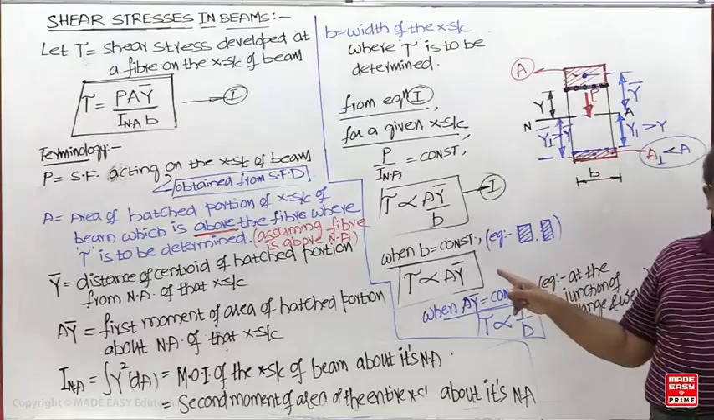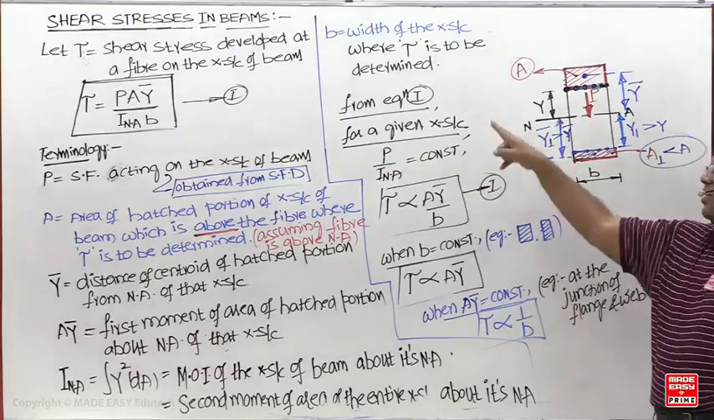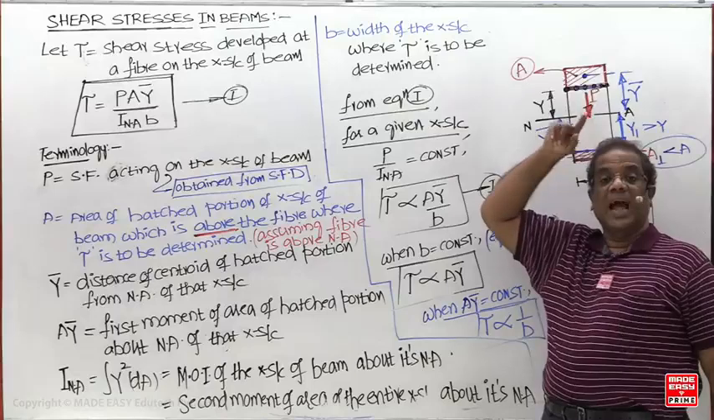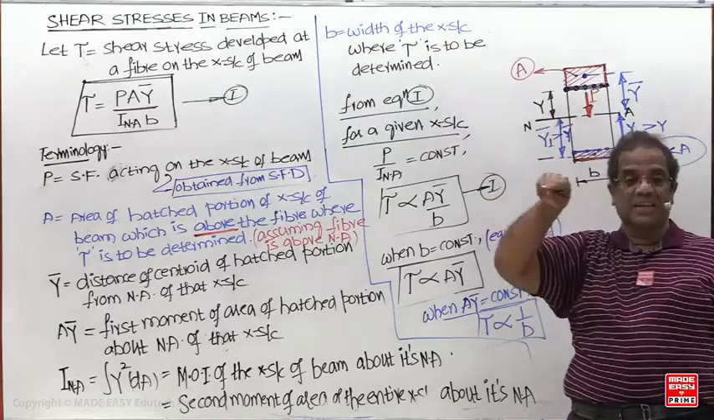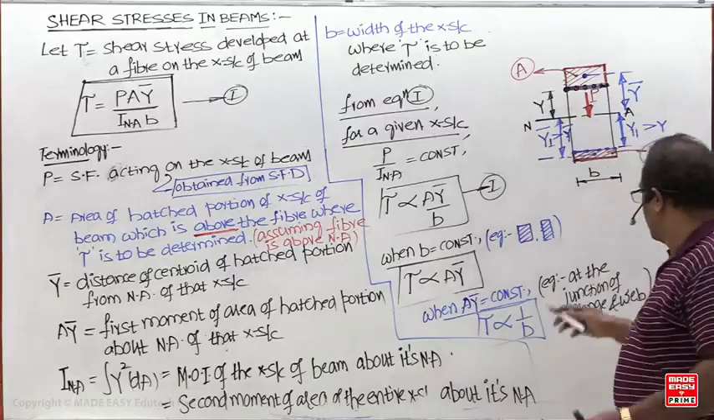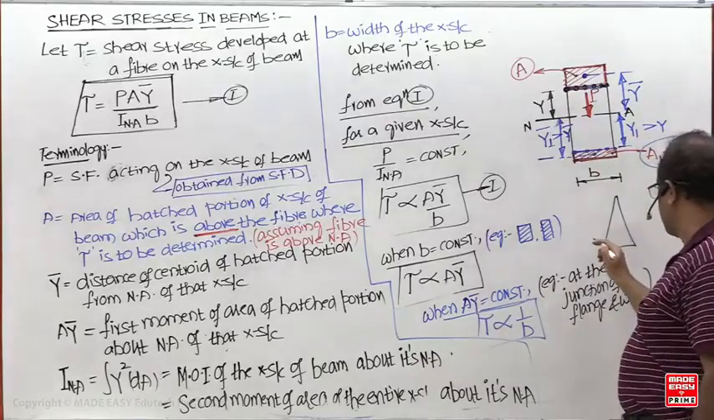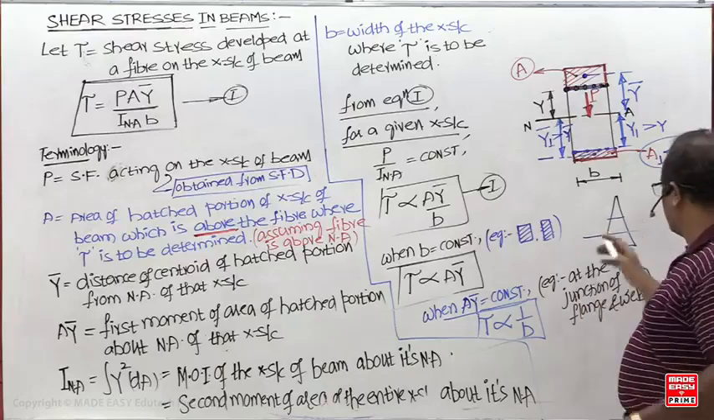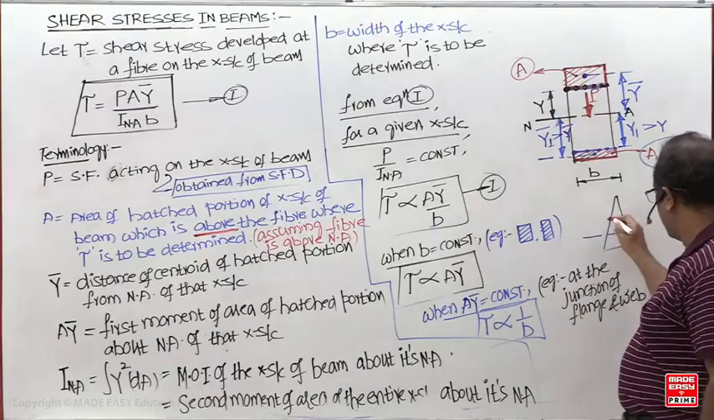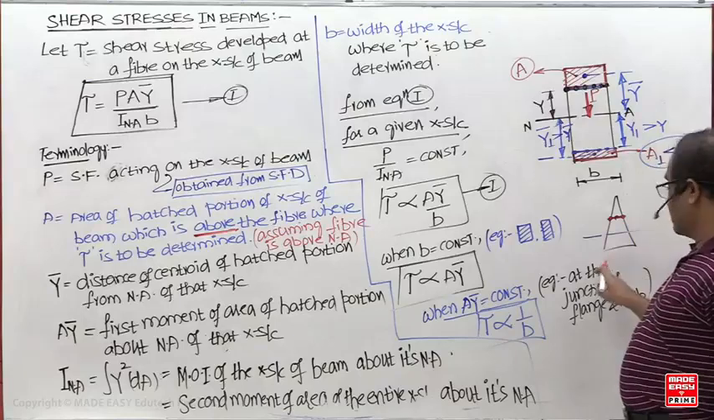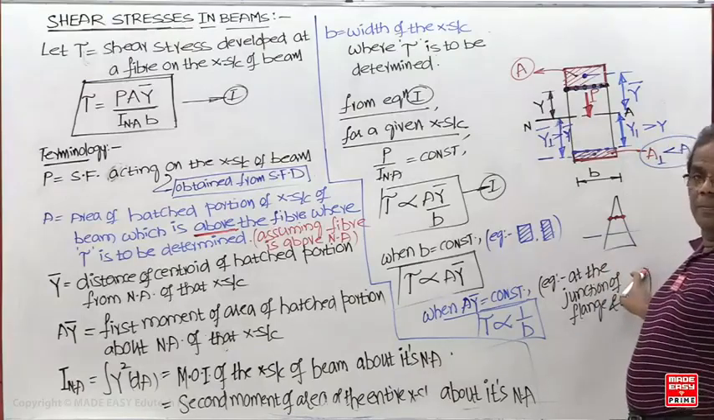b is not the width of the cross section. b is the width of the cross section where shear stress is to be determined. In a triangular cross section, b is the width at the bottom, but that is not the width where you are calculating the stress. So if I am finding out the stress here in the triangular cross section, then I have to take this width, not the width at the bottom.